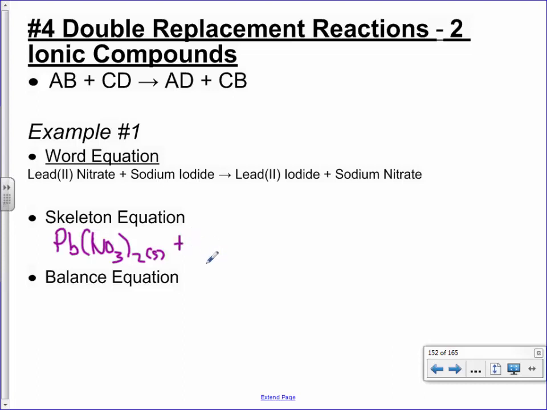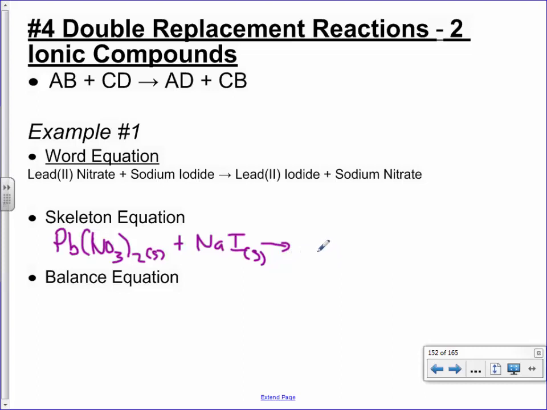Sodium iodide. Again, hopefully you can see how I need you to be able to recognize this right away. Sodium is Na, I is for iodide, and sodium is a +1, iodide's a -1. They will fit together. So we just need a state of matter. Solid, probably. It certainly won't be a gas, I can tell you that.